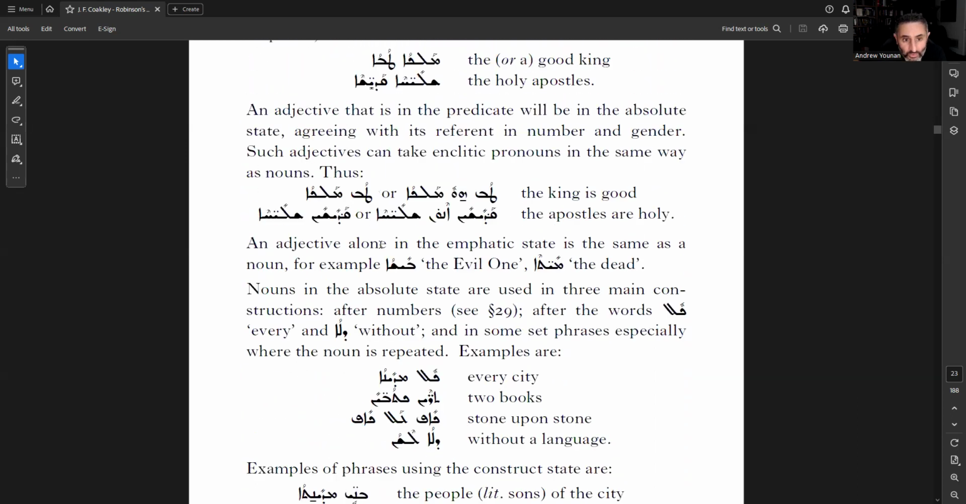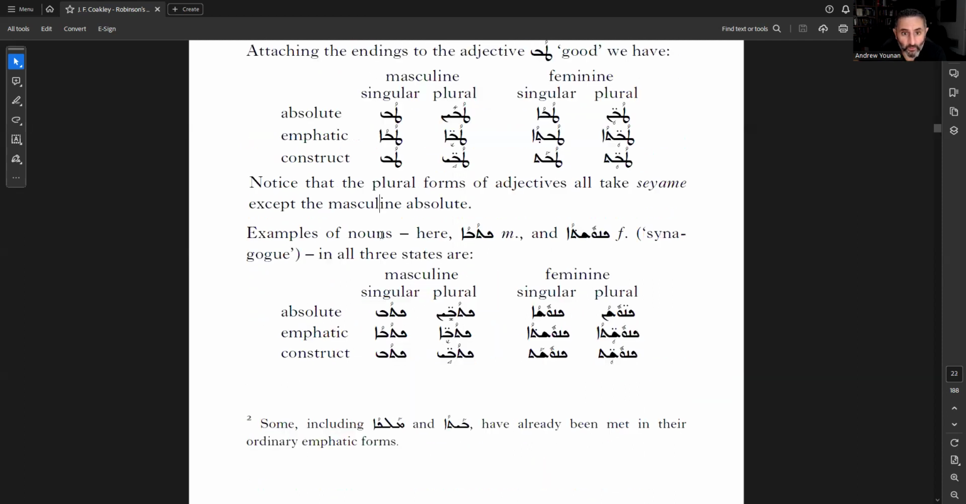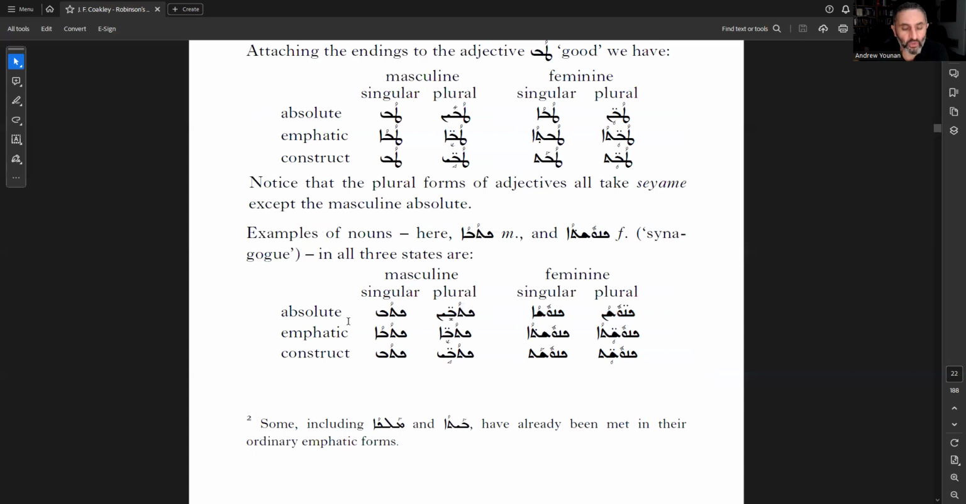Well, I'm going to tell you what the absolute state is now, and if he repeats it, that's fine. Okay. So the absolute state, this is a little bit confusing. Make a note of this. Take notes and think about it. The absolute state of the adjective is affirming something. Tau melka, the king is good. The absolute state of a noun is not like that.